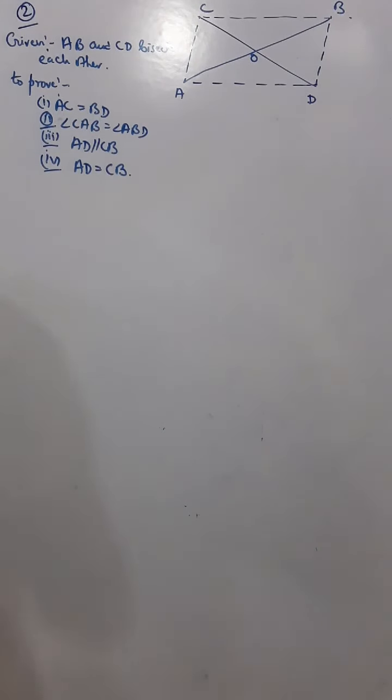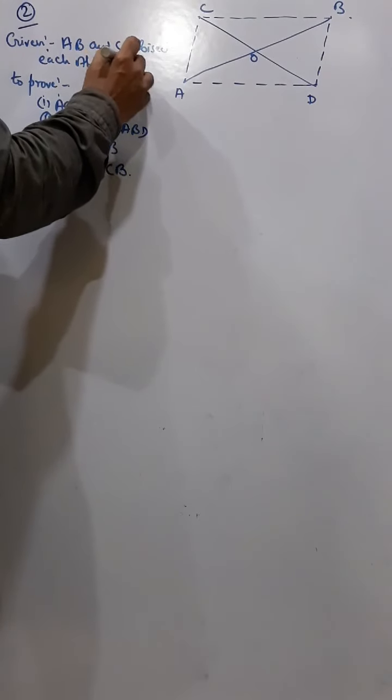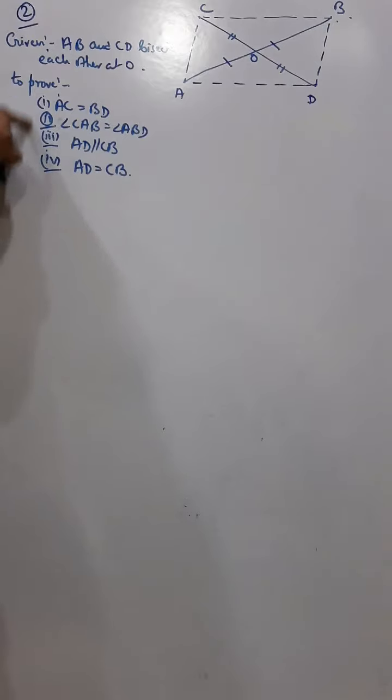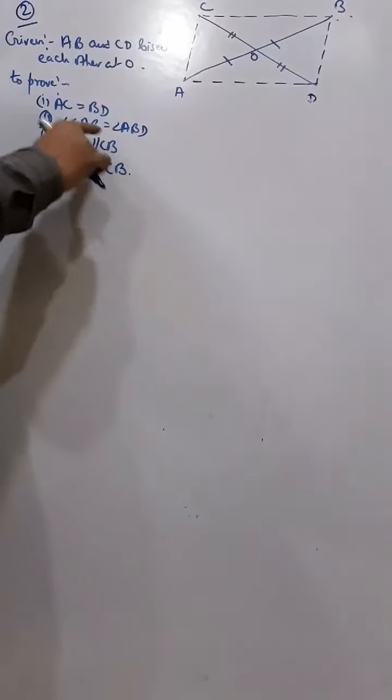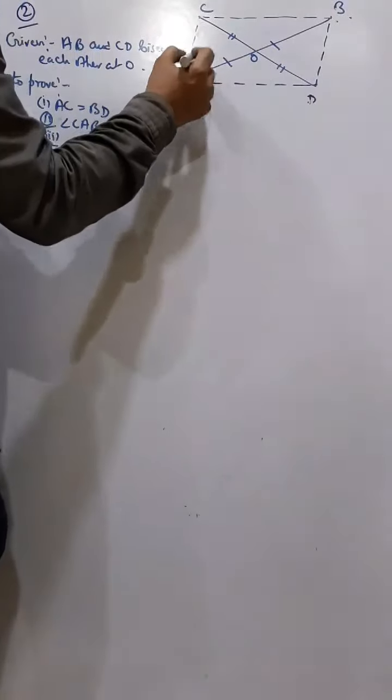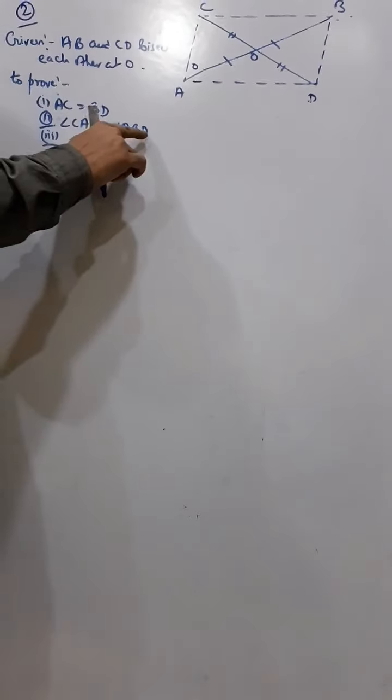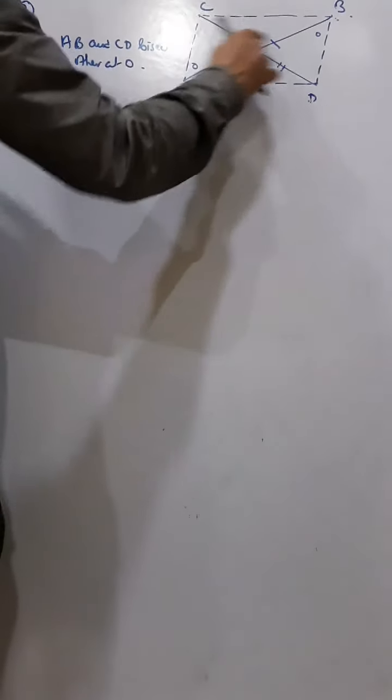Okay, now in this sum they told AB and CD bisect each other at O. So AB and CD bisect each other. That means this equals this and this equals this. And we have to prove these four parts. First thing, AC equals BD, and then angle CAB equals angle ABD. CAB means this angle, which is equal to angle ABD, that is this angle. So you can understand, for these two we can use the two triangles as congruent.